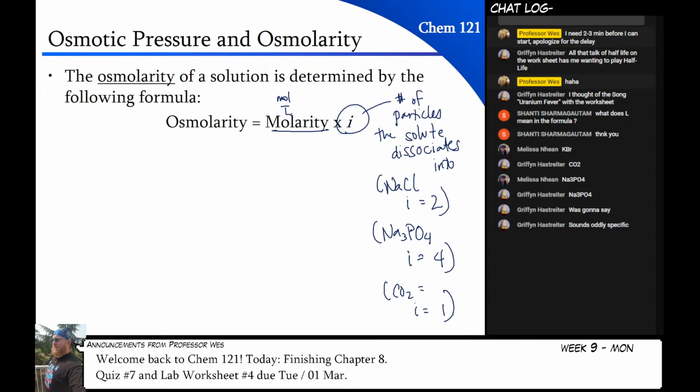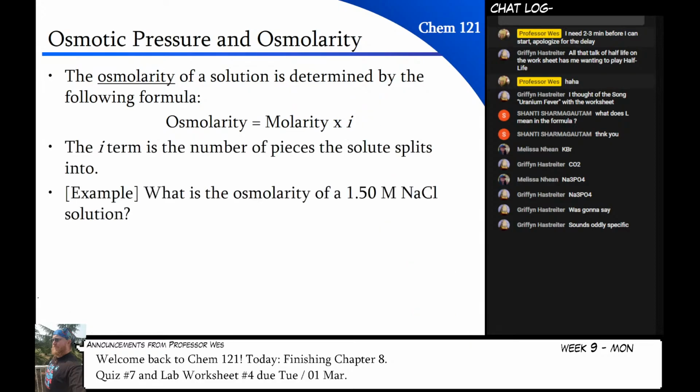This is relevant to you if you were trying to prepare a saline solution, and maybe you didn't have sodium chloride. You had to use something else that was non-toxic but dissociated into more particles, and you had to calculate it yourself. You can actually do that using osmolarity. And so we're going to do an example calculation with osmolarity here. What would the osmolarity of 1.5 molar NaCl be? Well, this is just 1.50 moles per liter times i. What would i be for sodium chloride? Well, again, if it splits into two pieces, i would be 2.